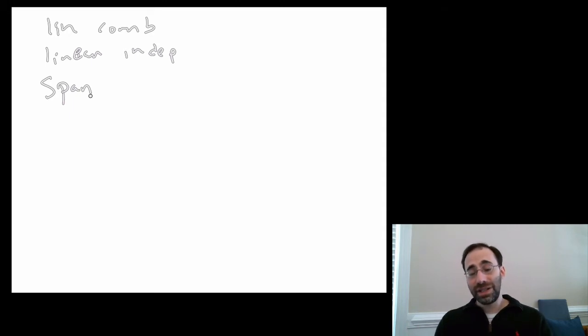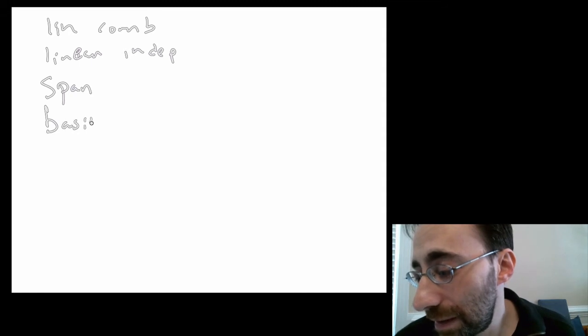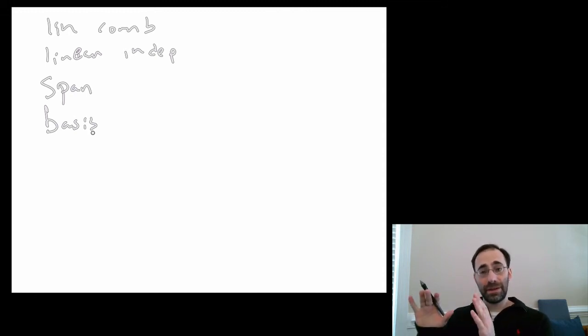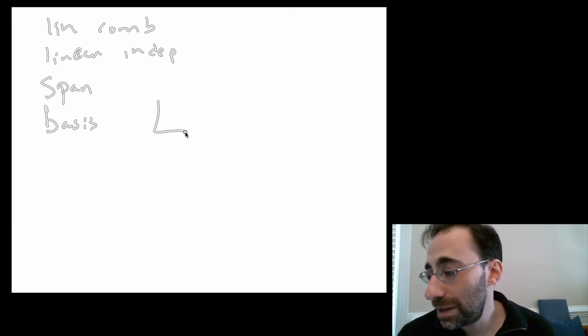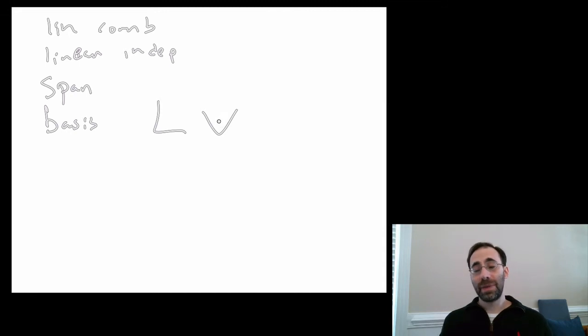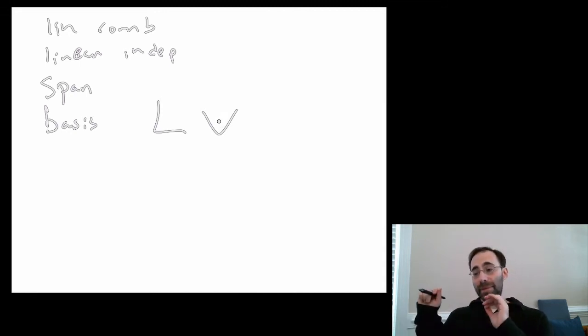of these spanning vectors. We have the notion of a basis, which is the minimal number of linearly independent vectors that span the space. Note, bases are not unique. This one over here is a basis of a two-dimensional space, right? So is this one, and so on. So you can get anything you want from these things. So that's basis.